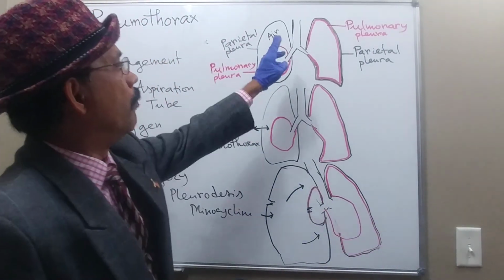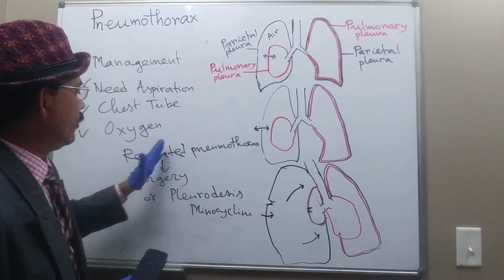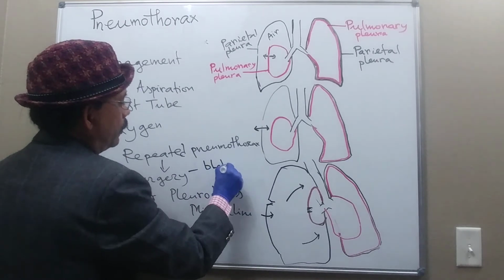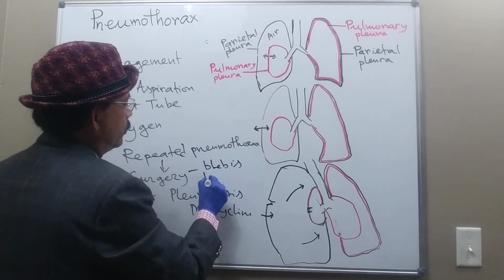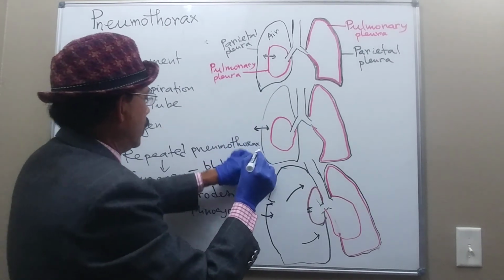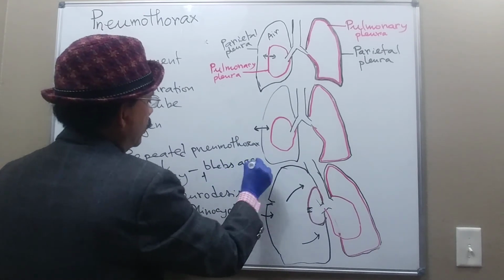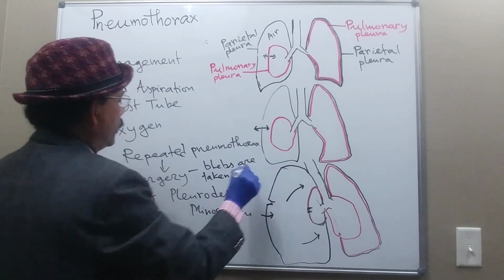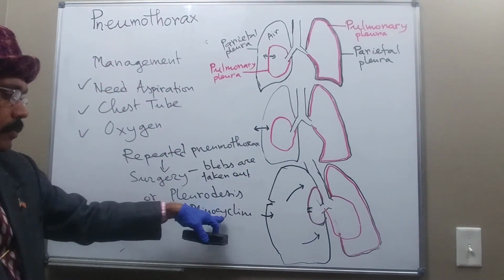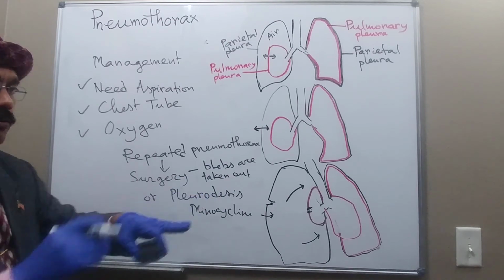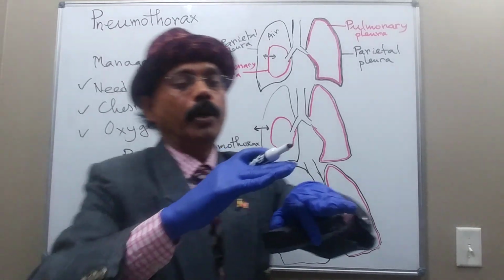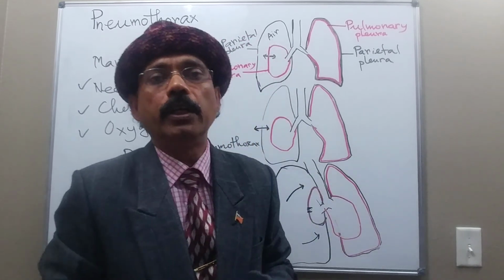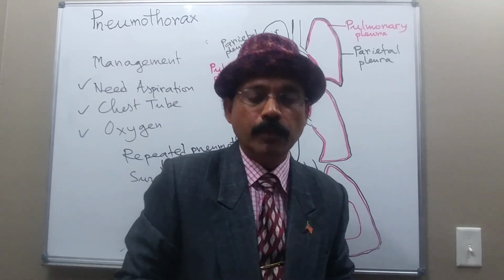The site of the bleb may be taken out by surgery. The bleb is taken out; blebs or bullae are taken out. We can use some type of tetracycline on the surface so that the visceral pleura and the parietal pleura adhere together, so it may prevent recurrent spontaneous pneumothorax.